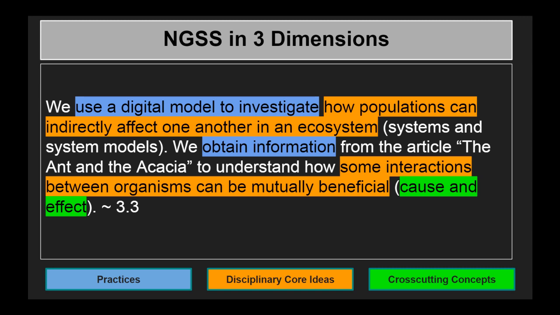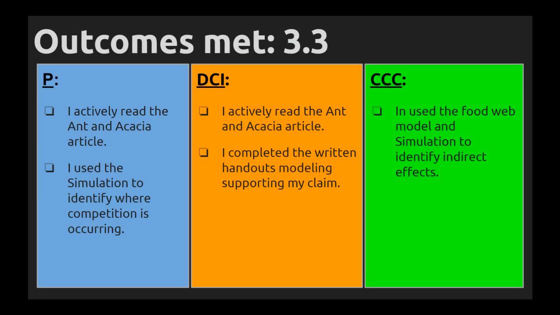We still have our cause and effect, how one population can affect another. Obtaining information is reading the article. Using the digital model is using the simulation, and it's still about our Glacier Sea food web. So outcomes are met when I actively read the Ant and Acacia article, and I use the simulation to identify where competition is occurring in that ecosystem.